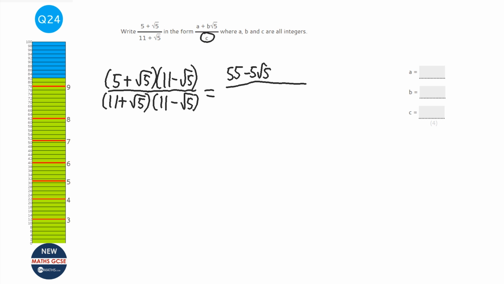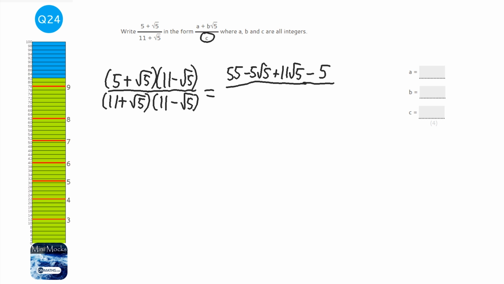I'm going to do 11 times root 5, which is 11 root 5. I'm just going to extend my line a little bit. And root 5 times minus root 5, well, positive times a negative is a negative, and any surd, when you times it by itself, it just becomes that number. So root 5 times root 5 is just 5.